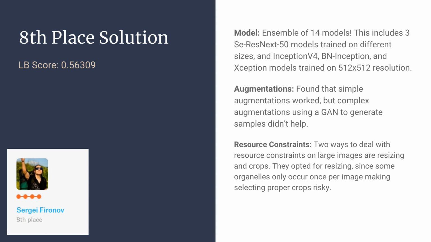The last thing to mention about this is the cropping. Why you can't crop these images is because there are certain proteins or certain organelles in the cell, like the cytokinetic bridge was one of the examples, that occur once per cell. So depending on your crop, you could be cropping out all the relevant information to what the label is for this specific example.